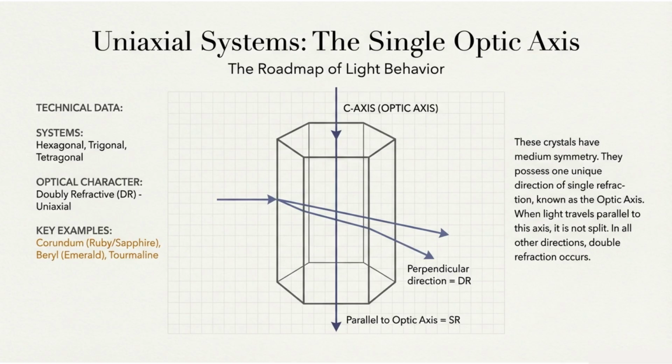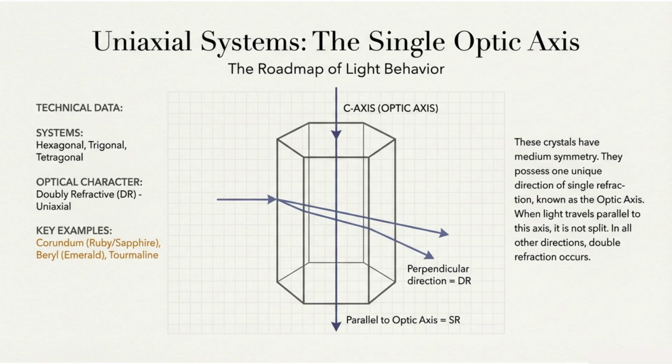Here's the rule. Light traveling parallel to the optic axis, single refraction, no splitting. Light traveling in any other direction, double refraction, splitting into two rays that travel at different speeds. You can imagine the crystal like a city with one perfectly straight highway, the optic axis, and lots of side streets with different surfaces. Drive along the highway, smooth, predictable. Leave the highway, suddenly friction changes, speed changes, and with light, that means splitting.